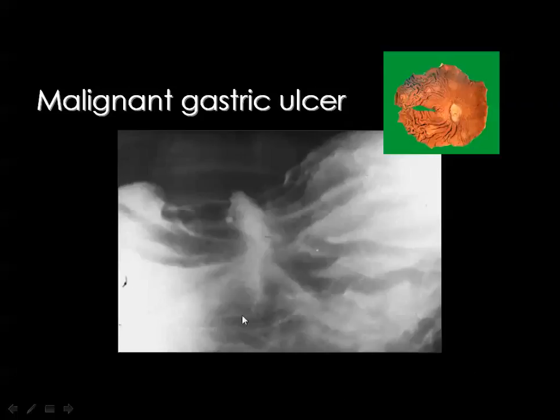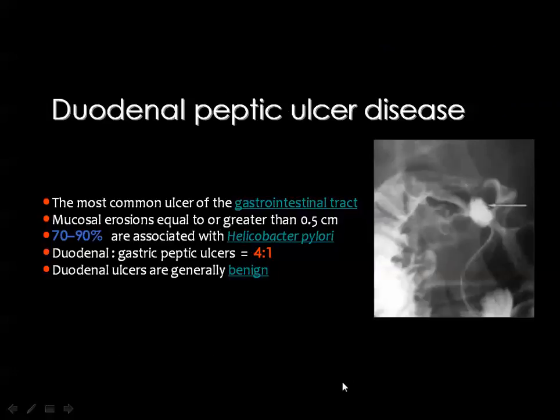And here is an example of a malignant gastric ulcer, and you see the mucosa is not reaching the edge of the ulcer, and this is also one of the helpful diagnostic criteria.